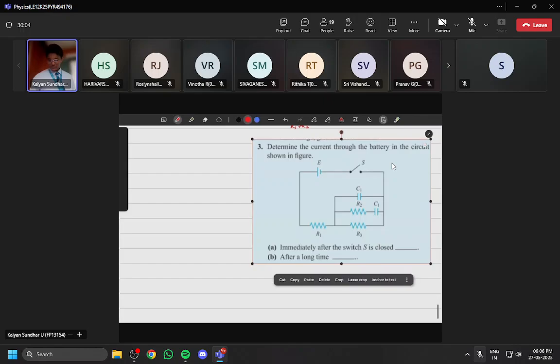It's this question. Determine the current through the battery in the circuit immediately after S has been closed and after a long time. T is equal to 0 value, T is equal to infinite. What will be the, they're asking? Yeah, they're asking what the current value is, right after when you switch on the key and right after a long time.